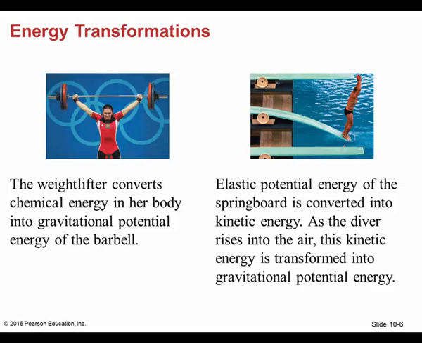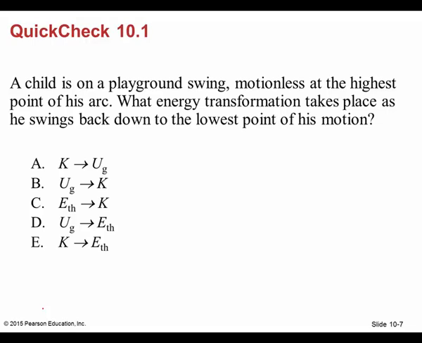Same thing here. We have elastic potential energy of the diving board. Of course, the elastic potential energy is going to be at maximum right at the point of the rebound of the board. And the diver, of course, the board throws the diver up, and the diver jumps and does his wonderful dive. Now, we have a child on a playground swing, and it's motionless at its highest point of the arc.